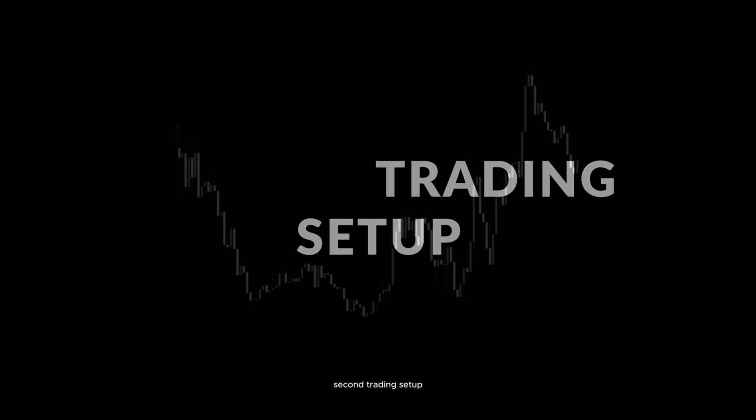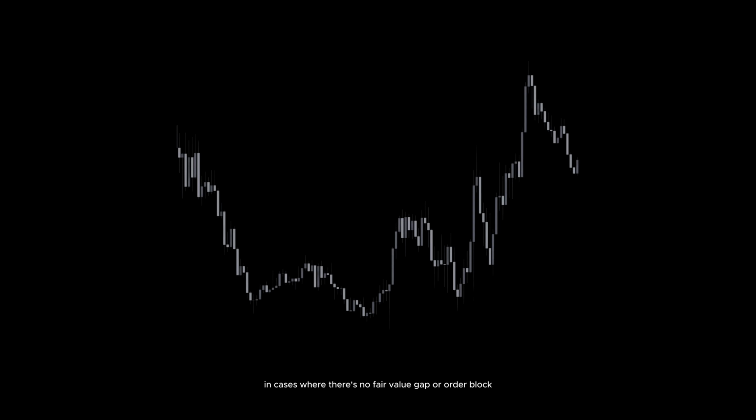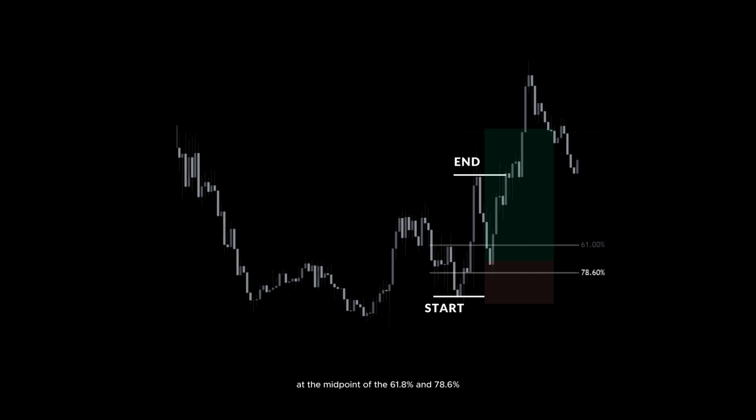Second trading setup. In cases where there's no fair value gap or order block, we utilize the Fibonacci retracement tool from the start to the end of the change of character move. Placing our buy limit precisely at the midpoint of the 61.8% and 78.6% Fibonacci levels, our stop is positioned below the swing low. Similar to the first setup, we apply the same principles for taking profits.